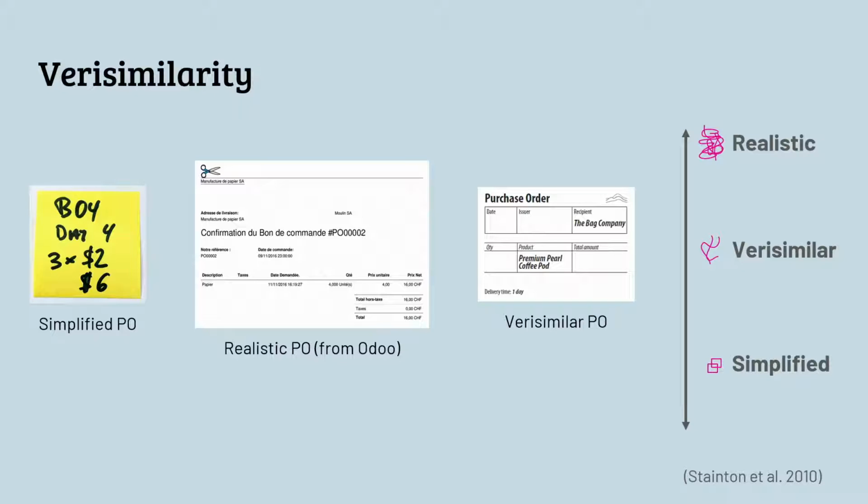So we started with just basically post-its. It was somehow a fail. Then we went to full realistic documents generated by Odoo. It was also quite a fail. And now we have something verisimilar. We just keep the main information that's needed for the task, so it looks almost like a real document, and they can make the connection and use the document.